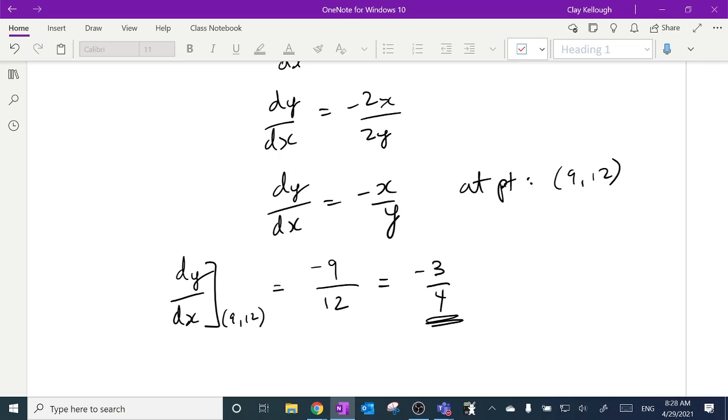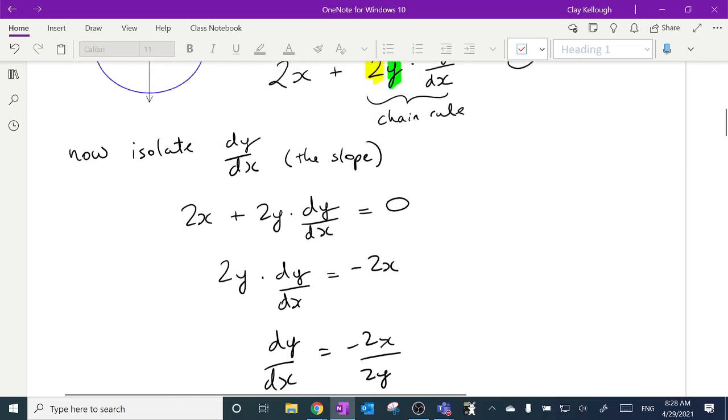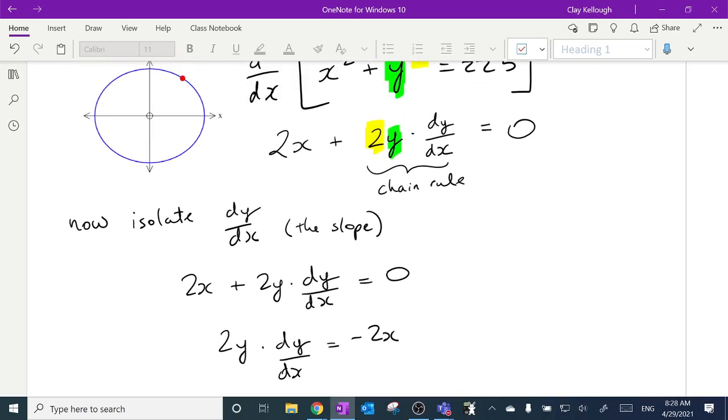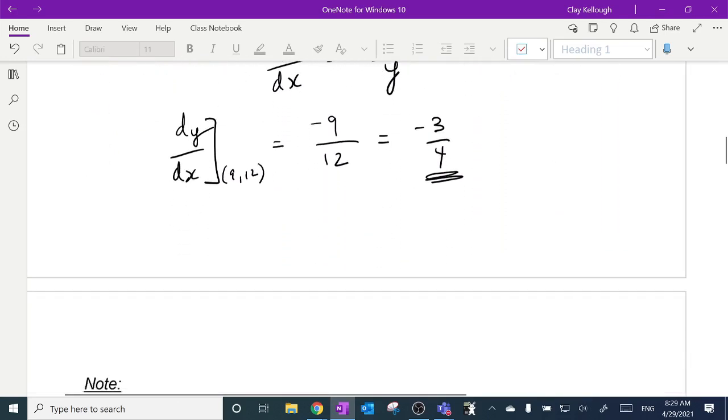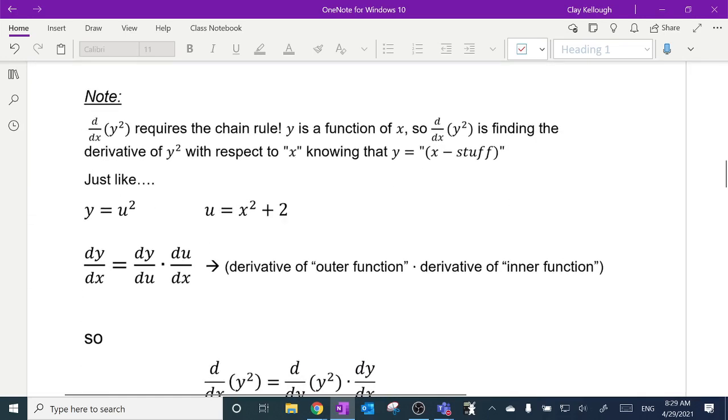Okay, this is the part that people find odd. This whole, yeah, but what do you do with this y? Let me point out to you that this shouldn't be entirely a new idea to you. When I hit that part of the question, the derivative with respect to x of y squared, you think of it as the chain rule. So the derivative with respect to x of y squared is like finding the derivative of y squared with respect to x, knowing that y is equal to some rule with x. I just don't happen to know what it is.